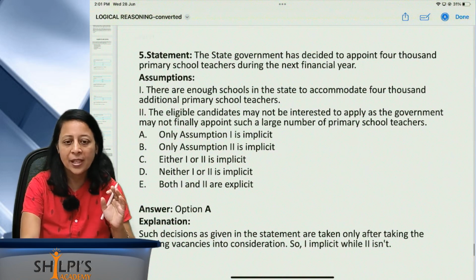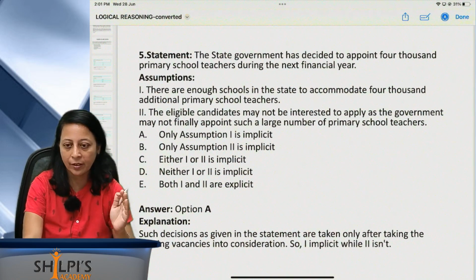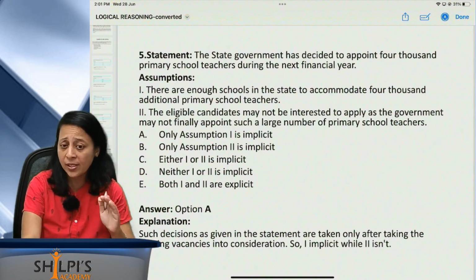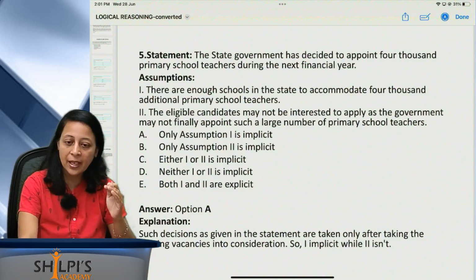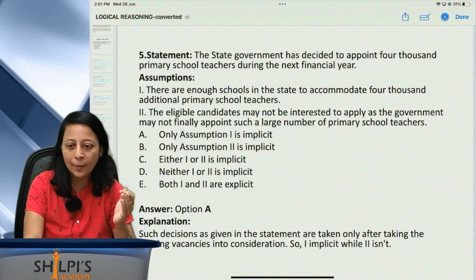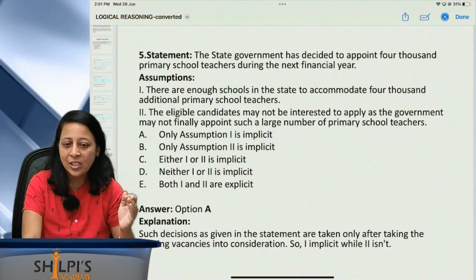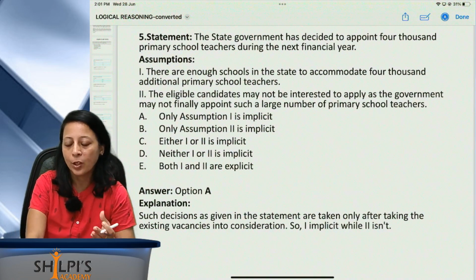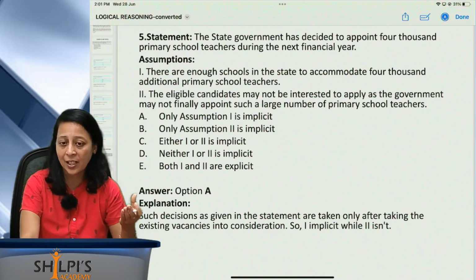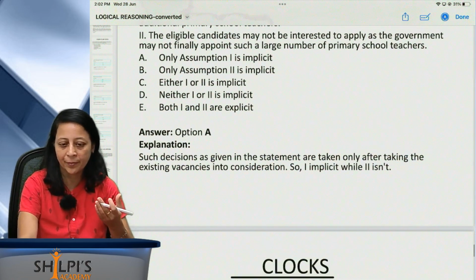The state government has decided to appoint 4,000 primary school teachers during the next financial year. Assumption 1: there are enough schools in the state to accommodate 4,000 additional primary school teachers. Second one, the eligible candidates may not be interested to apply as the government may not finally appoint such a large number of primary school teachers. Here option A is perfect because it means that they have to fill up the places. That's why the government is ready to appoint 4,000 people.